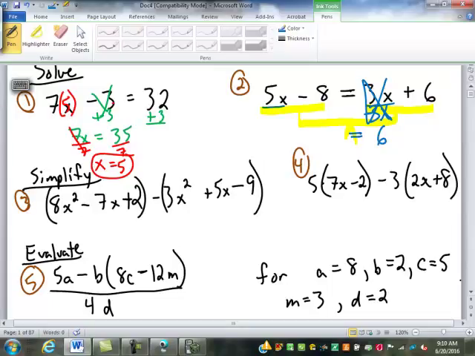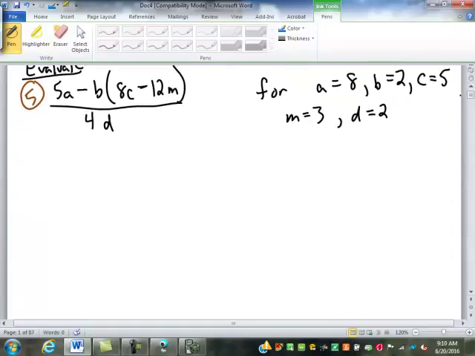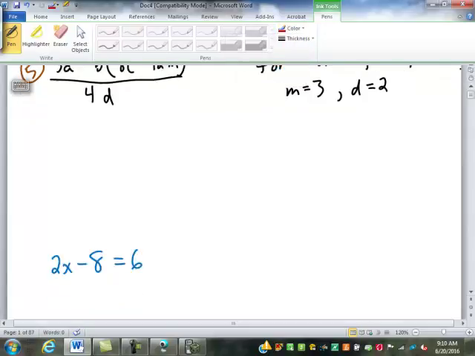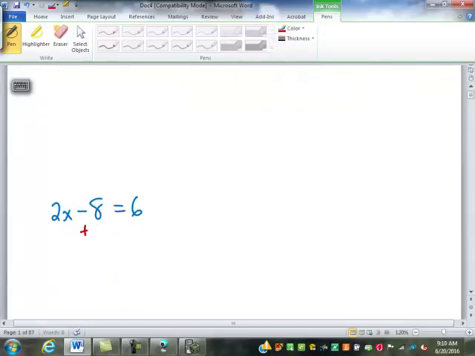Now, we can't take 3x away from a negative 8. We can only take it away from other x's, other things with the same name. So we take 3x from the 5x makes 2x. So what we have here now is 2x minus 8 equals 6. So we go to solve that. What would be our next step? Add 8 to both sides.